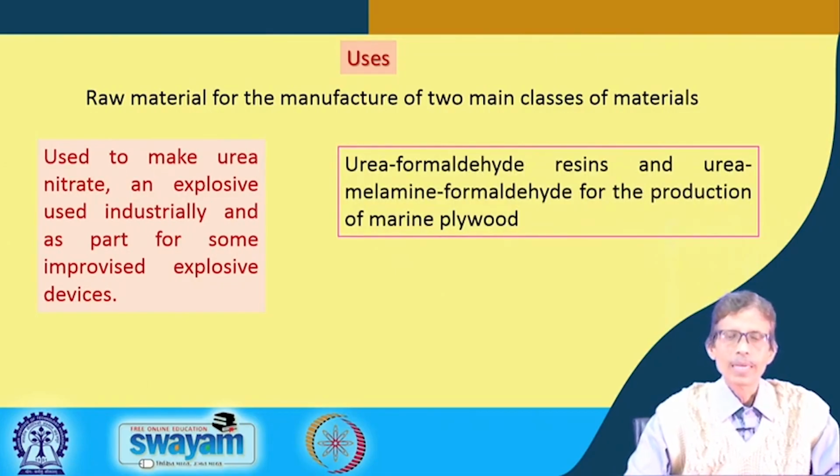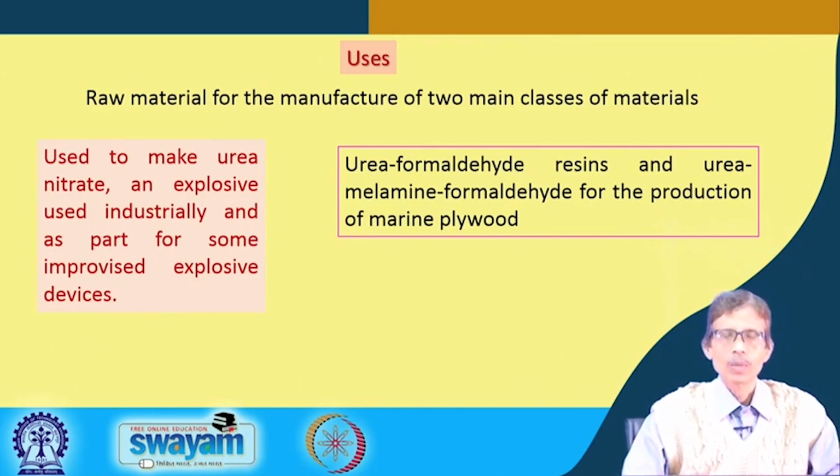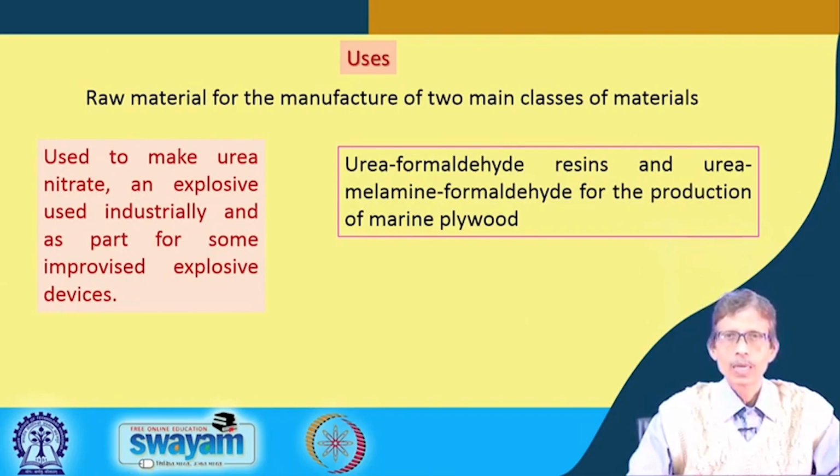Then the urea formaldehyde resin and the urea melamine formaldehyde resins are also there for the production of plywood which is used for marine water or sea water. So, it is a marine type of plywood, which is also resistant to the materials present in sea water, which is much more corrosive than your pure water system.